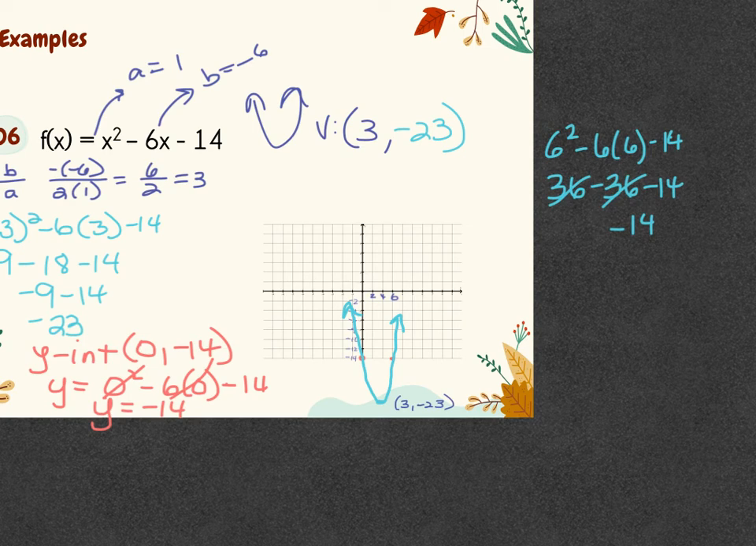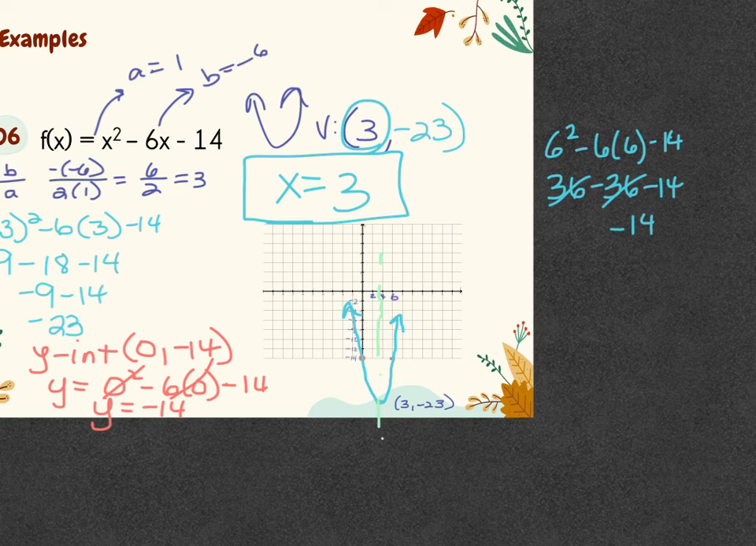The axis comes from the x coordinate of your vertex. So this would be x equals 3. And then that's how you know which side to go up and over, however many from that exact axis. So if it was graphed, it would be right through there.